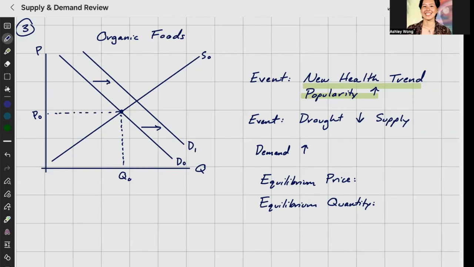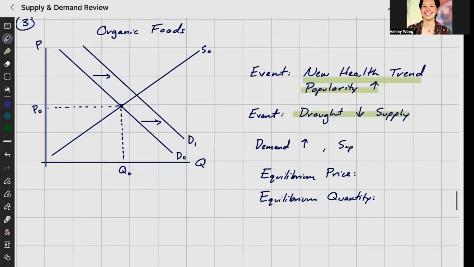Now let's move on to the second event. And the second event is again very straightforward, kind of like problem 2. A drought is going to decrease the supply of organic foods. So we know that our supply will decrease. And we'll show this as a leftward shift on our graph.